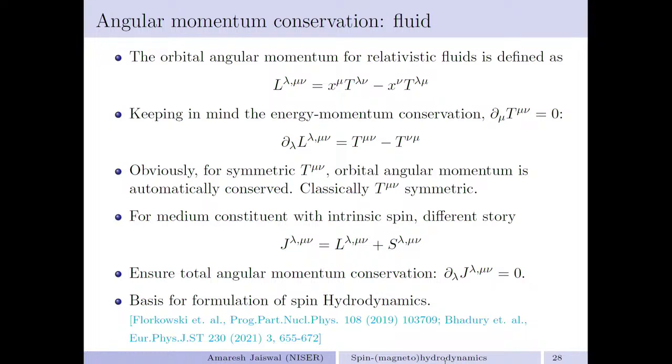But what about particles with intrinsic spin, which we bothered about in the previous slides? If you have particles with spins, they can align, they can have a collective behavior. So how do we understand that? If we have particles with intrinsic spin, the total angular momentum has an orbital part plus the spin part getting aligned. The total angular momentum conservation is what we should be worried about, and that is not simply conserved, that is not an identity, because we have a new structure here. This is what forms the basis for spin hydrodynamics.